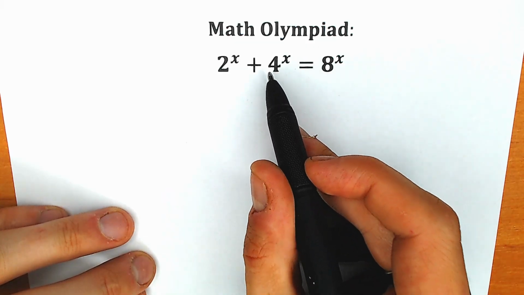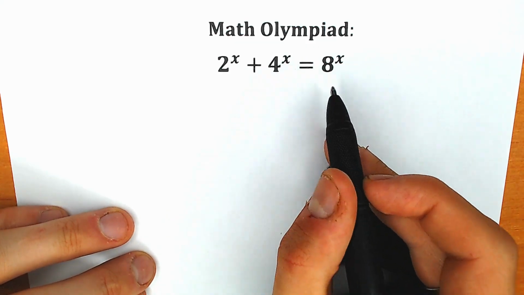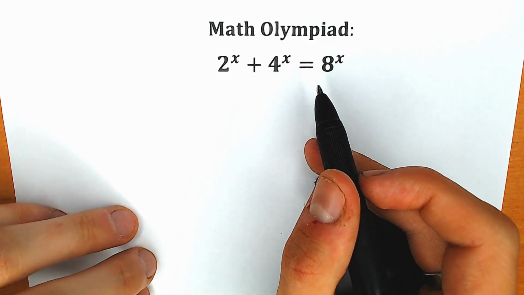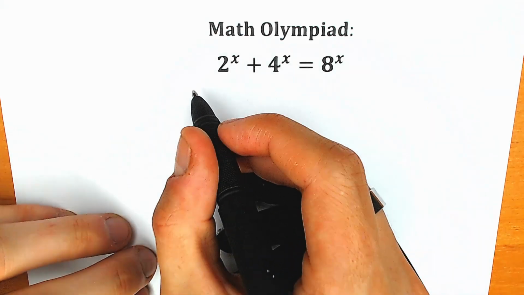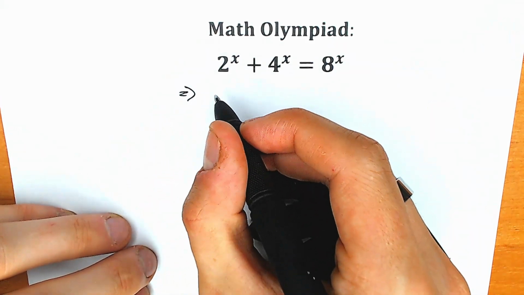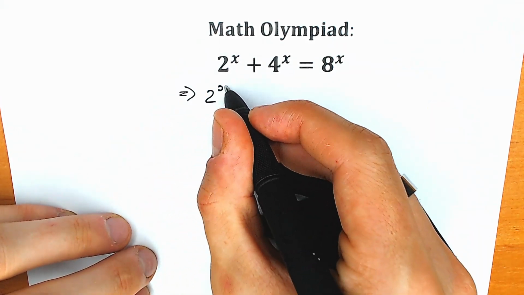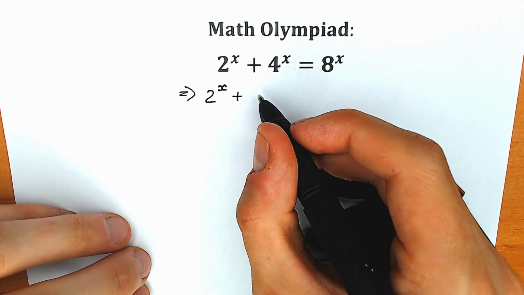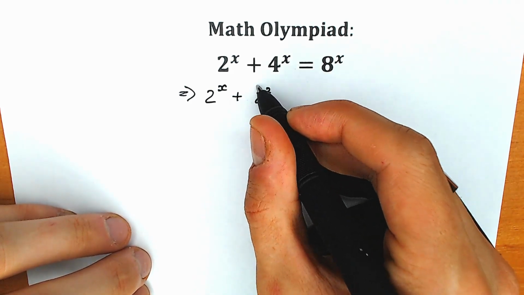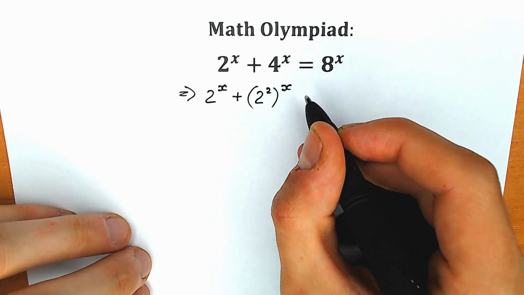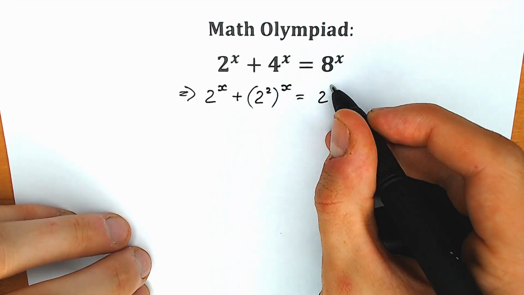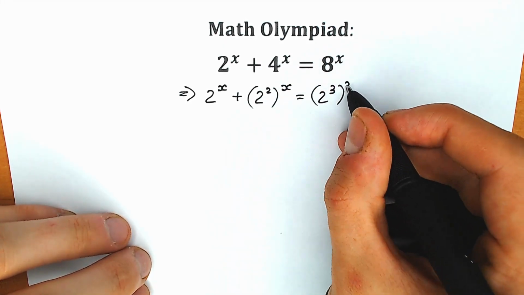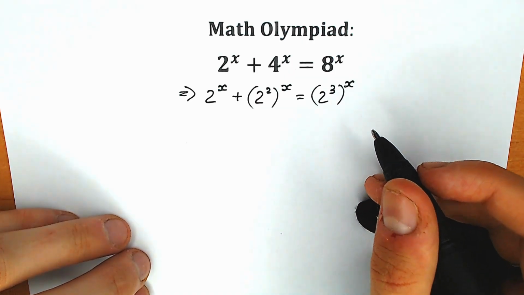So first of all, this 4 can be written as 2 squared, and this 8 can be written as 2 cubed. So let's start with it. First of all, we're gonna leave this 2 to the x like that without any changes. The next thing, plus, instead of 4 to the x, we're gonna write 2 squared to the power x, okay? And we have equal to 2 cubed to the power x. So what are we gonna do next?